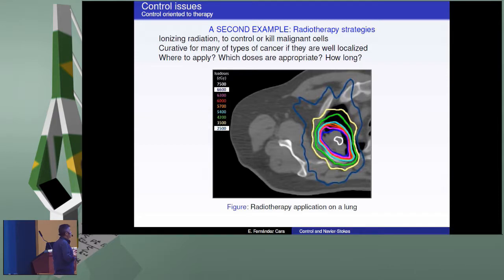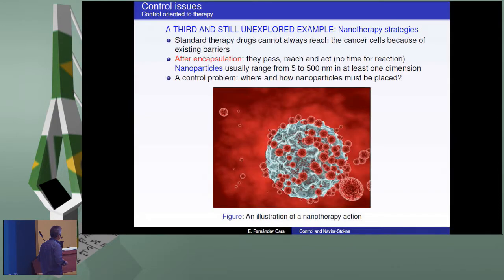Which doses are appropriate? How long, etc.? And this is another, third, still not very explored example of application of control problems, that concerns nanotherapy strategies. This is very interesting from the applied viewpoint.